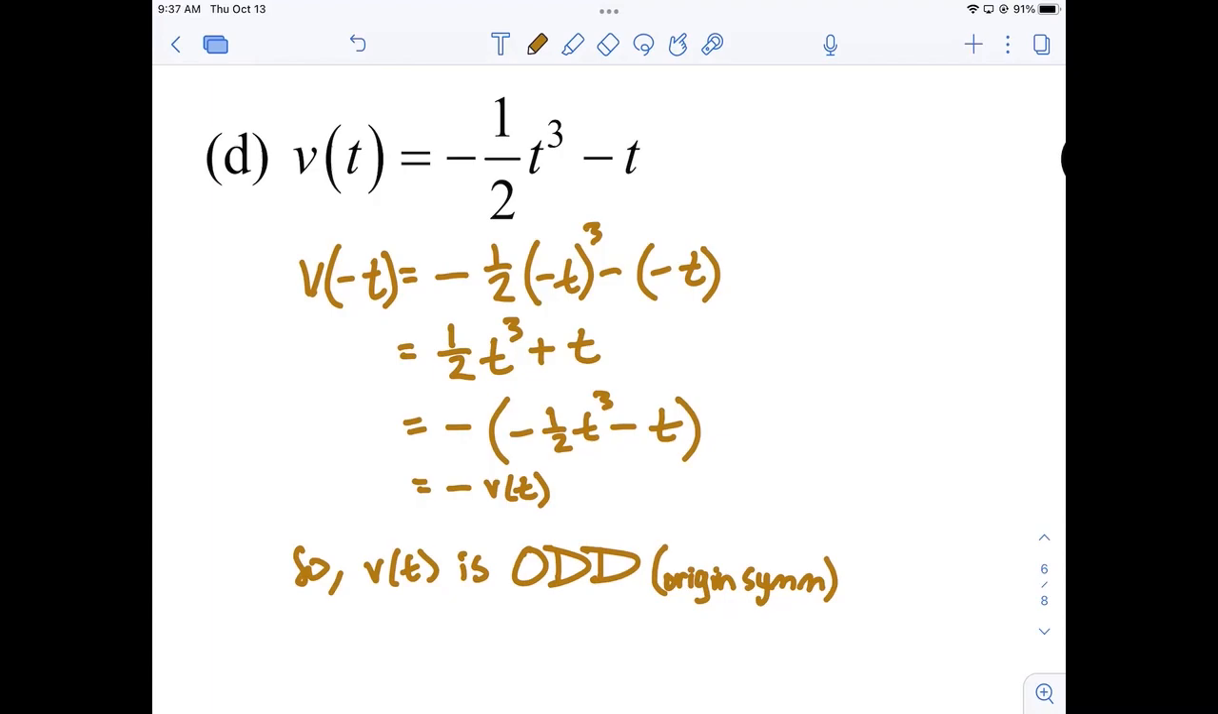Therefore, ergo, consequently, or as I like to say, so, v of t is odd, which means it has origin symmetry. You give one or the other. I might ask you to give me the symmetry, or I might have you determine if it's even or odd or neither. Kind of really the same task. All right, any comments or questions?